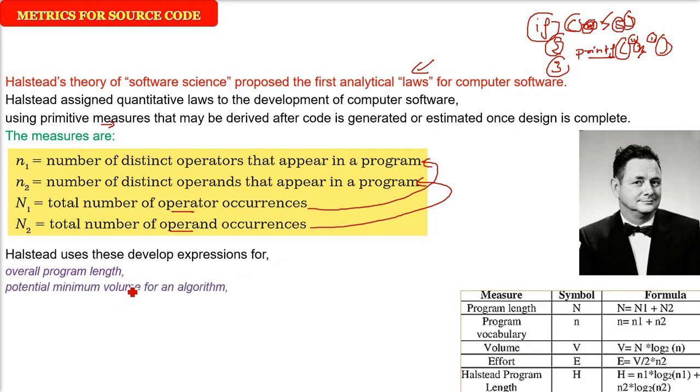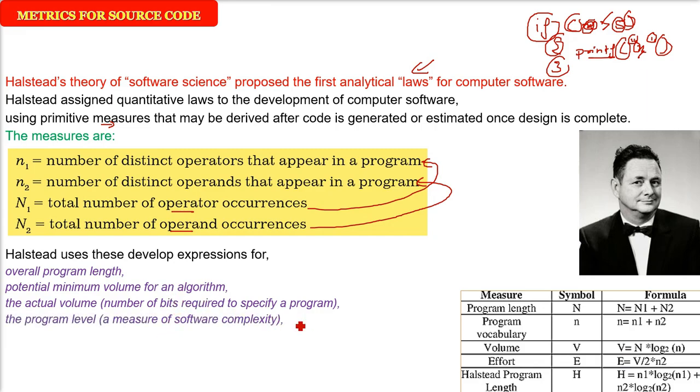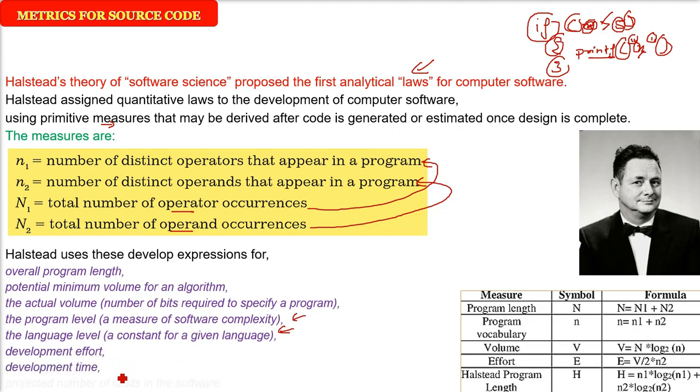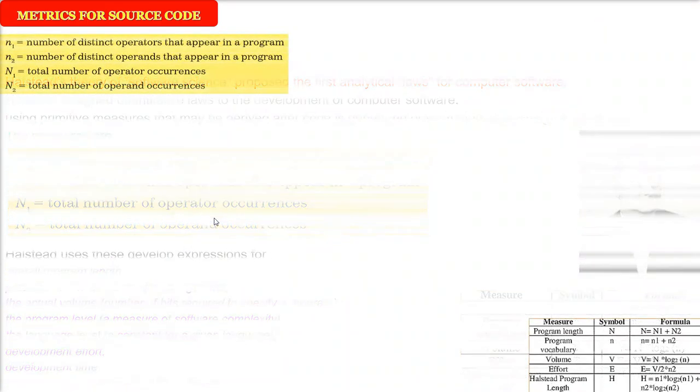So Halstead used these parameters to develop expressions for the overall program length, the potential minimum volume for an algorithm, the actual volume in terms of bits, the program level, that is the complexity, the language level, which is constant for languages like COBOL or C or C++ or C#, then development effort, how much effort will be required, the development time, and the projected number of faults, the errors. So he gave all these expressions.